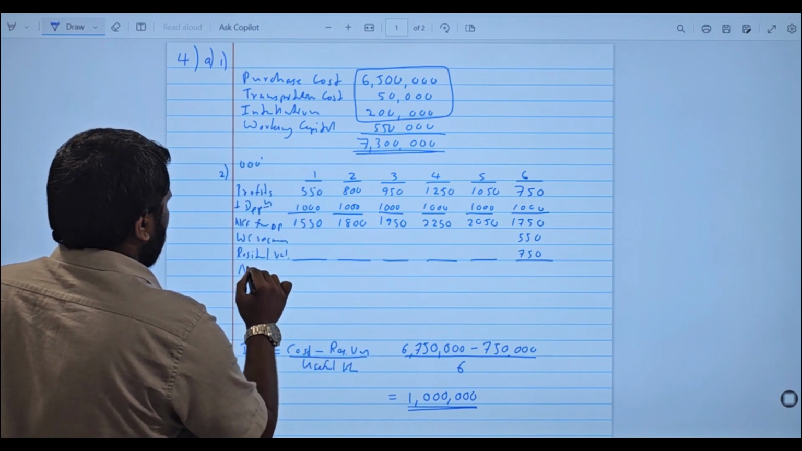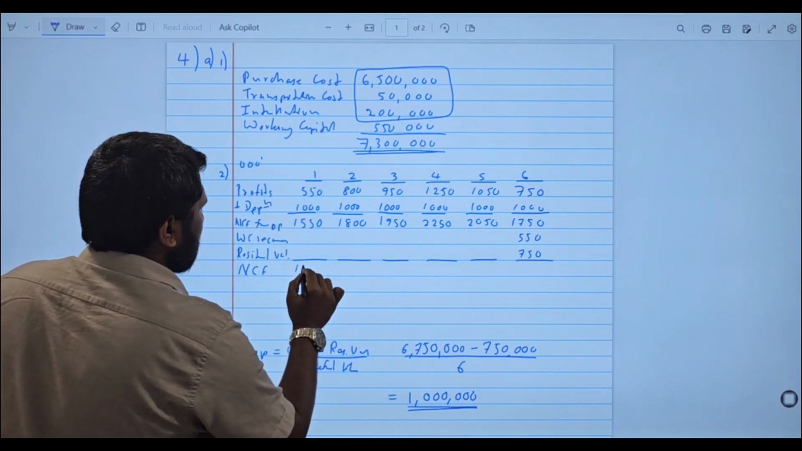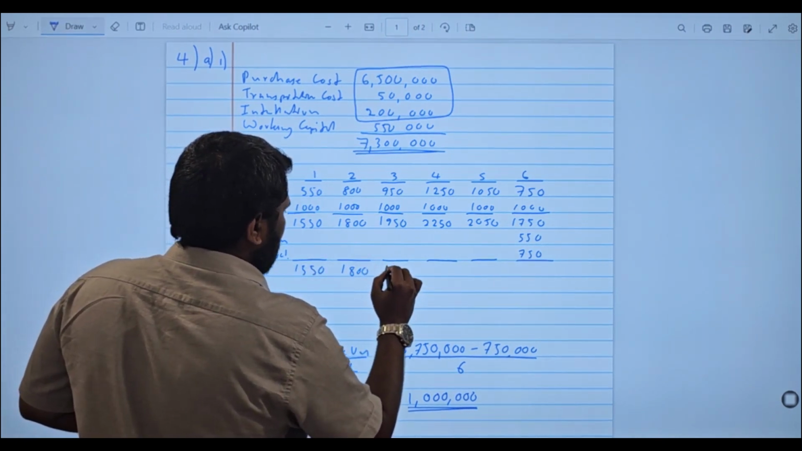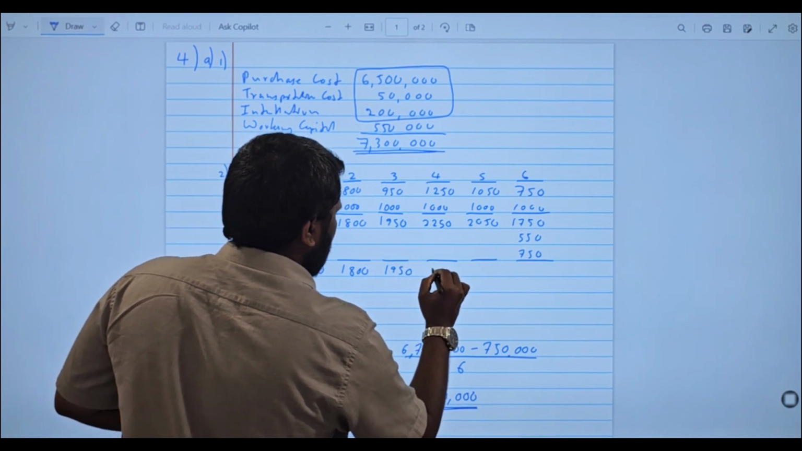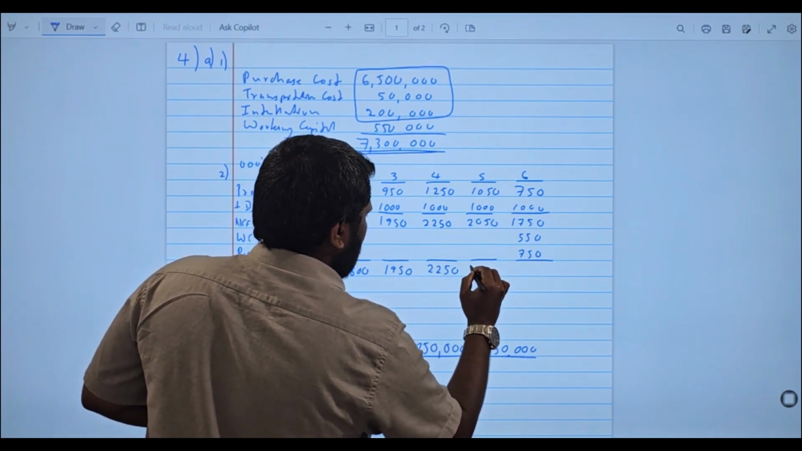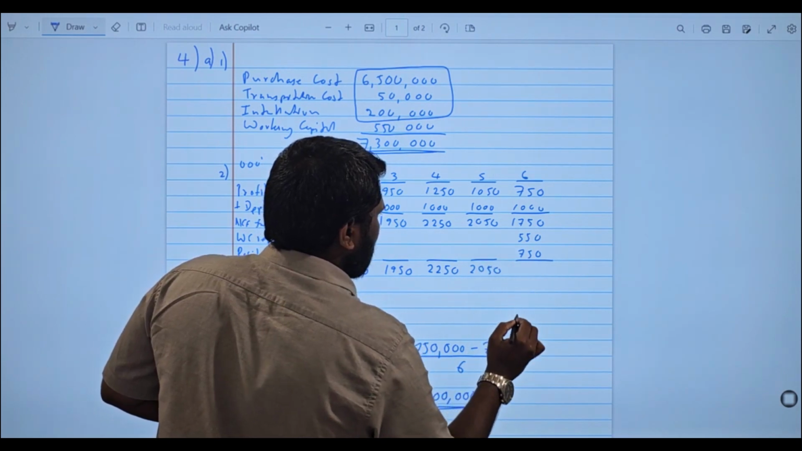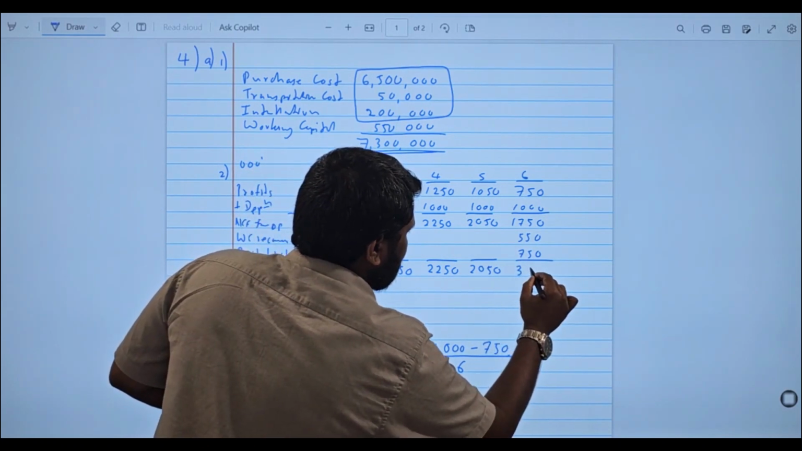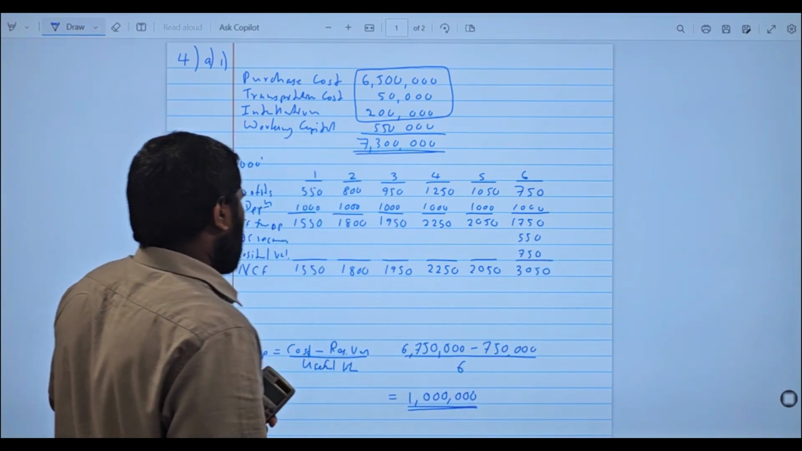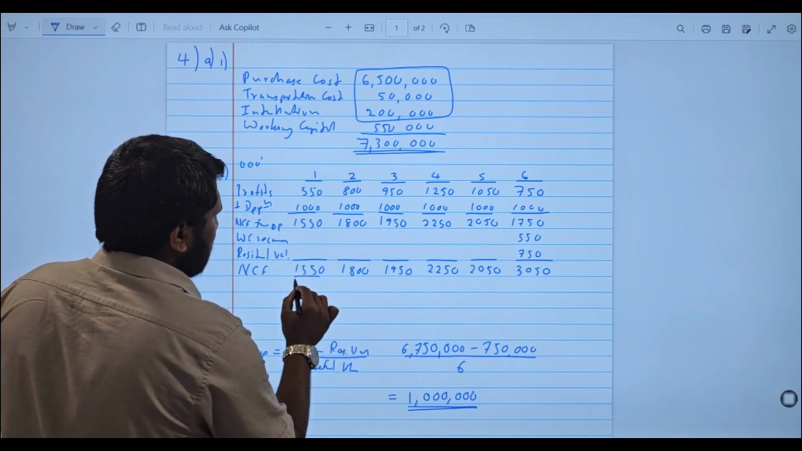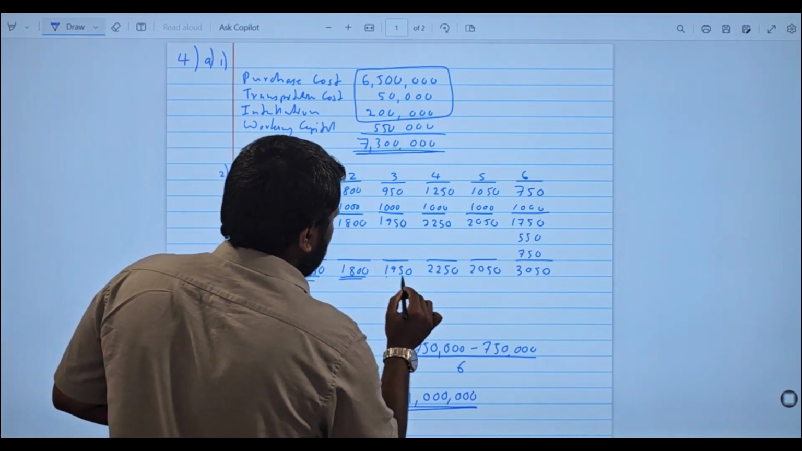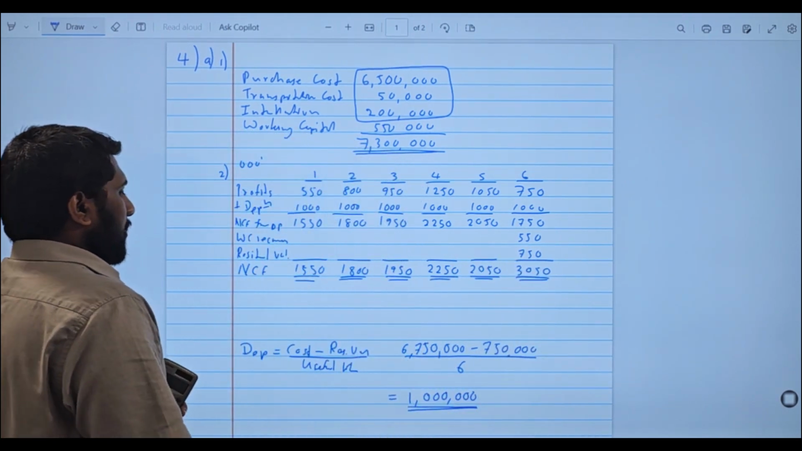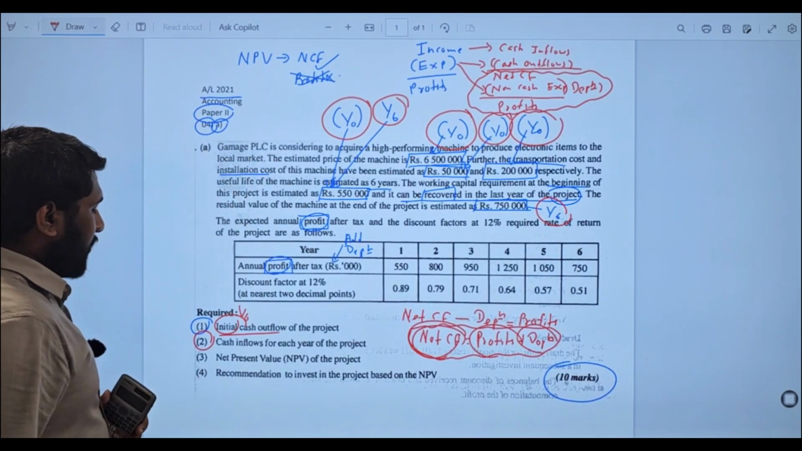So let's get the net cash flow for each year. Here 1550, 1800, 1950, 2250, 2050, 1750, 2500, then it is 3050. So we are done with the second one as well. These are your net cash flows for each year. Done. Now let's move to the third part of the question.